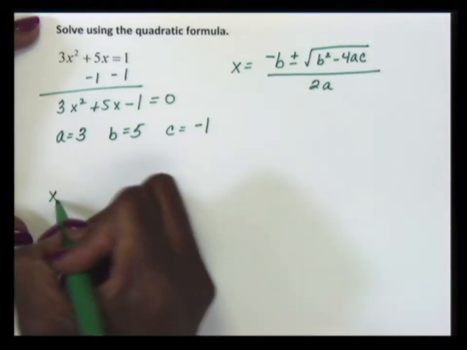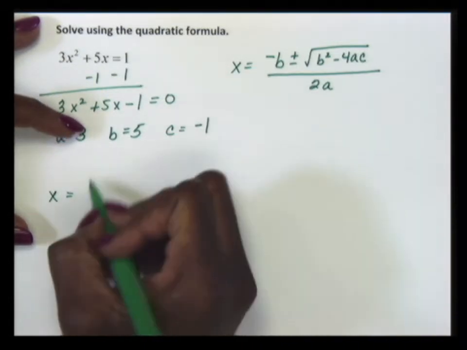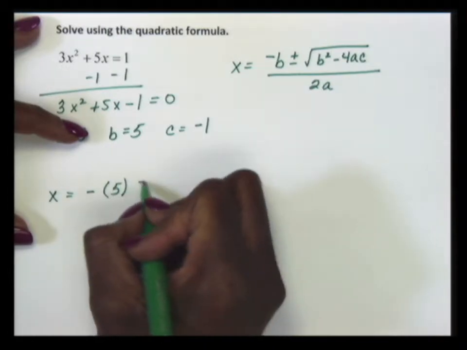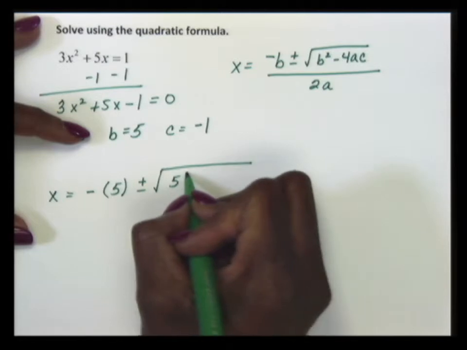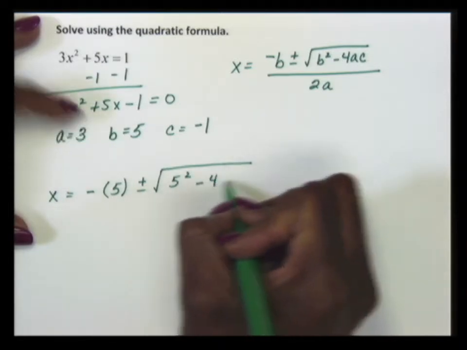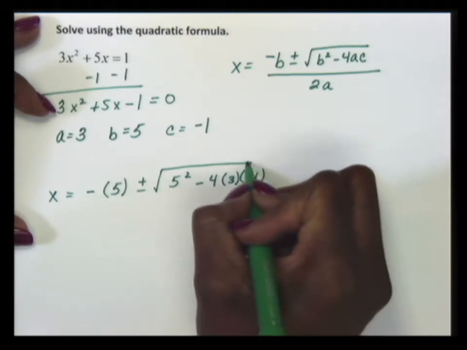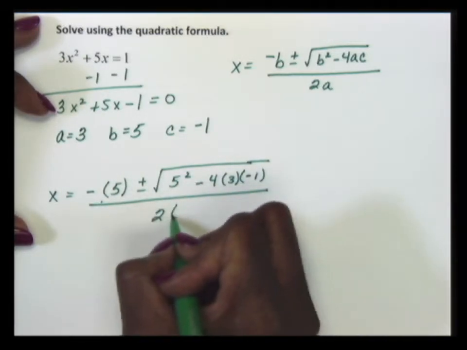So now we'll fill in the quadratic formula. We have the opposite of b, so this is going to be the opposite of 5, plus or minus the square root of 5 squared minus 4 times 3 times negative 1, all divided by 2 times 3.